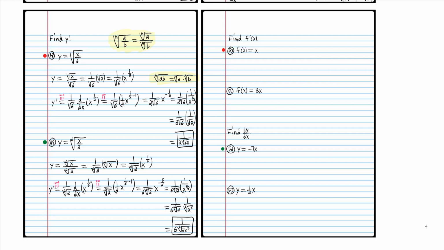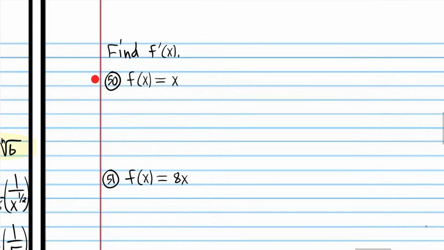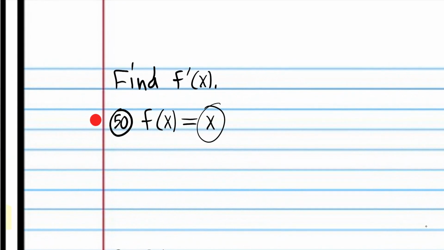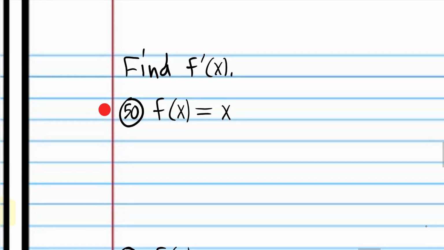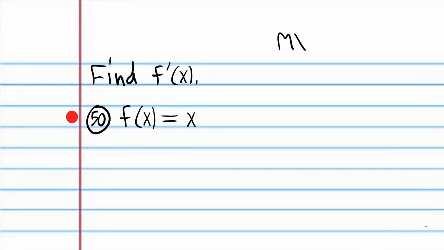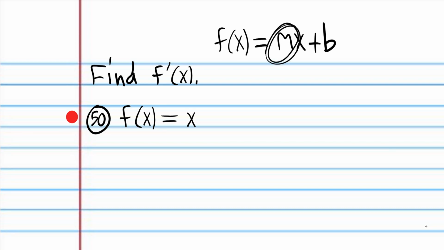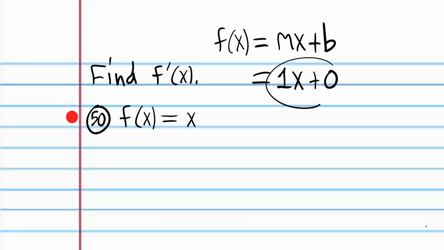So now we're going to do some special problems. What if we want to find the derivative of x? What is that? Well, technically this function is in mx plus b form. So we know the derivative is going to be whatever m is. M in this case is 1, b is 0. So we know the derivative is going to be 1, because the derivative, again, is the slope of a line. And when you're dealing with a curve, it's the slope of the tangent line.